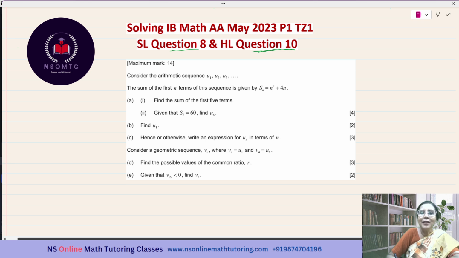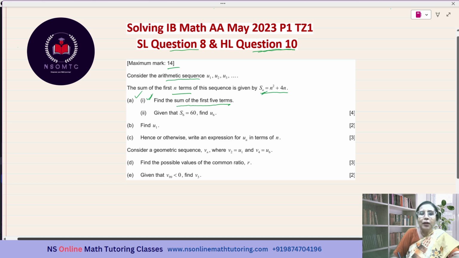So without any further delay, let us start answering this question. The maximum mark is 14. It says, consider the arithmetic sequence U1, U2, U3 and so on. The sum of the first n terms of this sequence is given by Sn equal to n squared plus 4n. Subpart A has two further subparts. Subpart I, the first subpart of subpart A, says, find the sum of the first 5 terms.